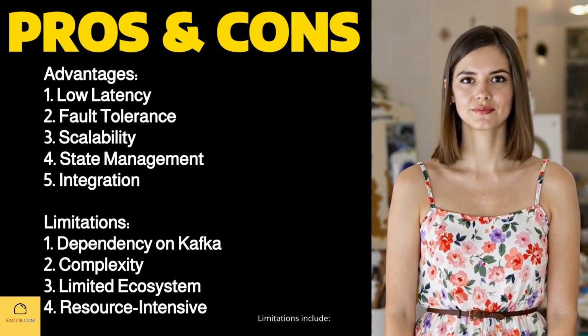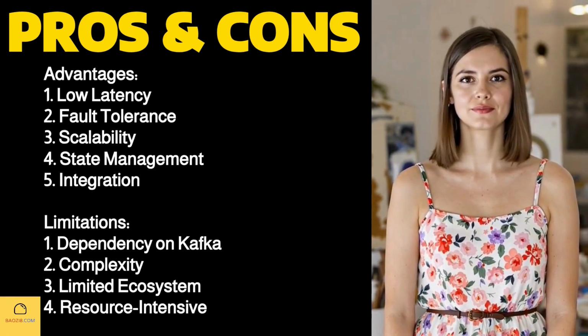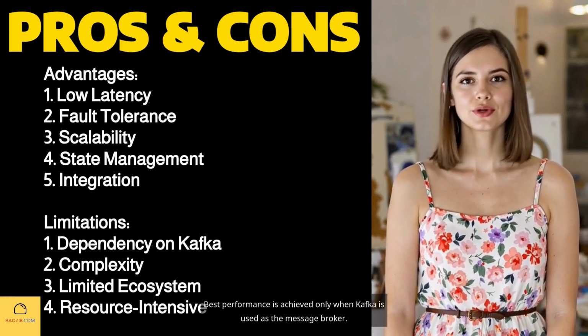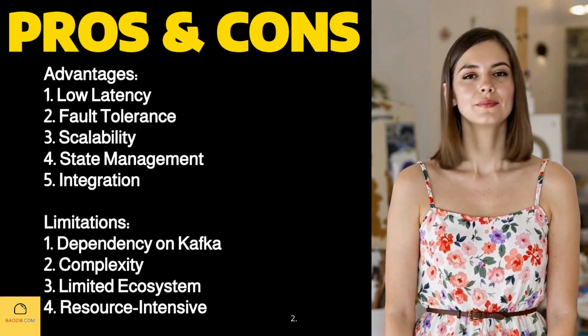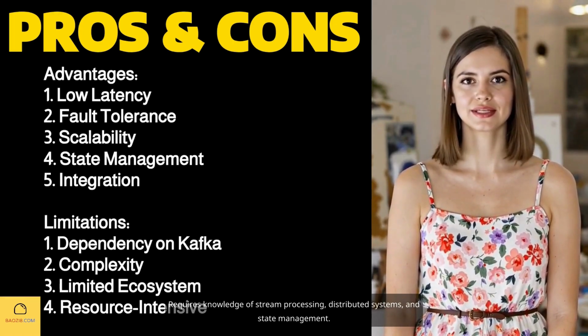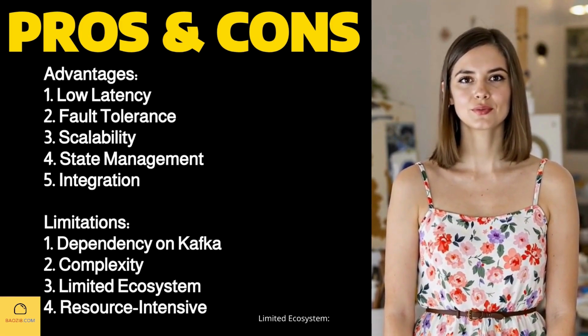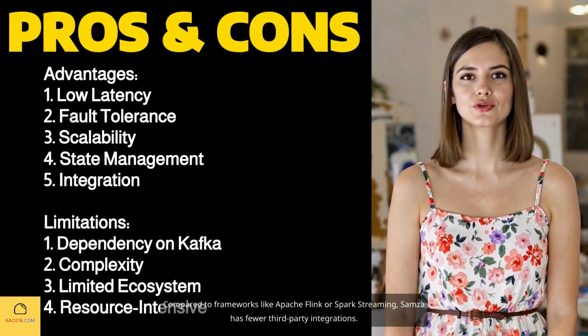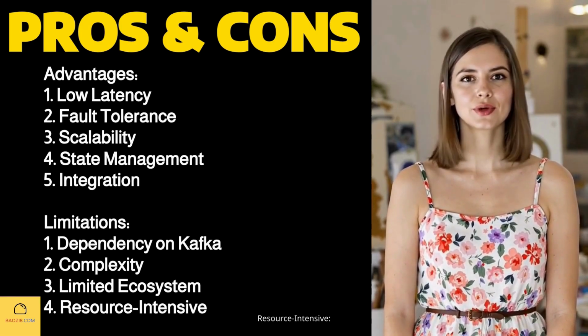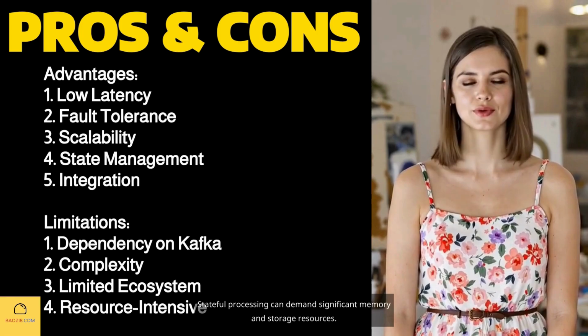Limitations include 1. Dependency on Kafka. Best performance is achieved only when Kafka is used as the message broker. 2. Complexity, requires knowledge of stream processing, distributed systems, and state management. 3. Limited ecosystem. Compared to frameworks like Apache Flink or Spark Streaming, Samza has fewer third-party integrations. 4. Resource-intensive. Stateful processing can demand significant memory and storage resources.